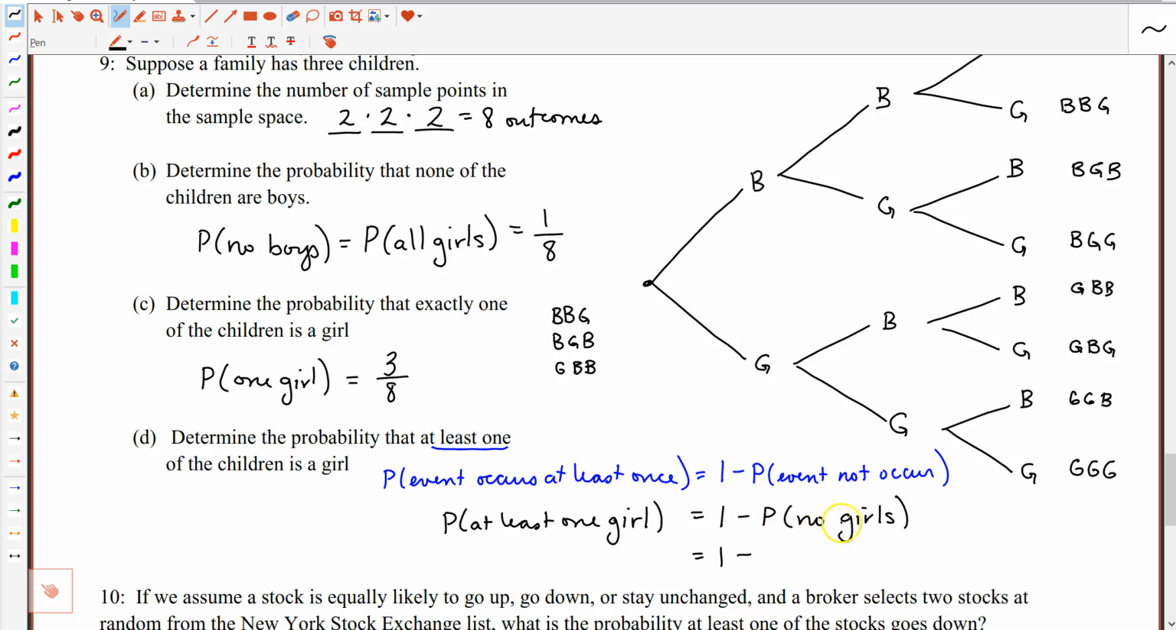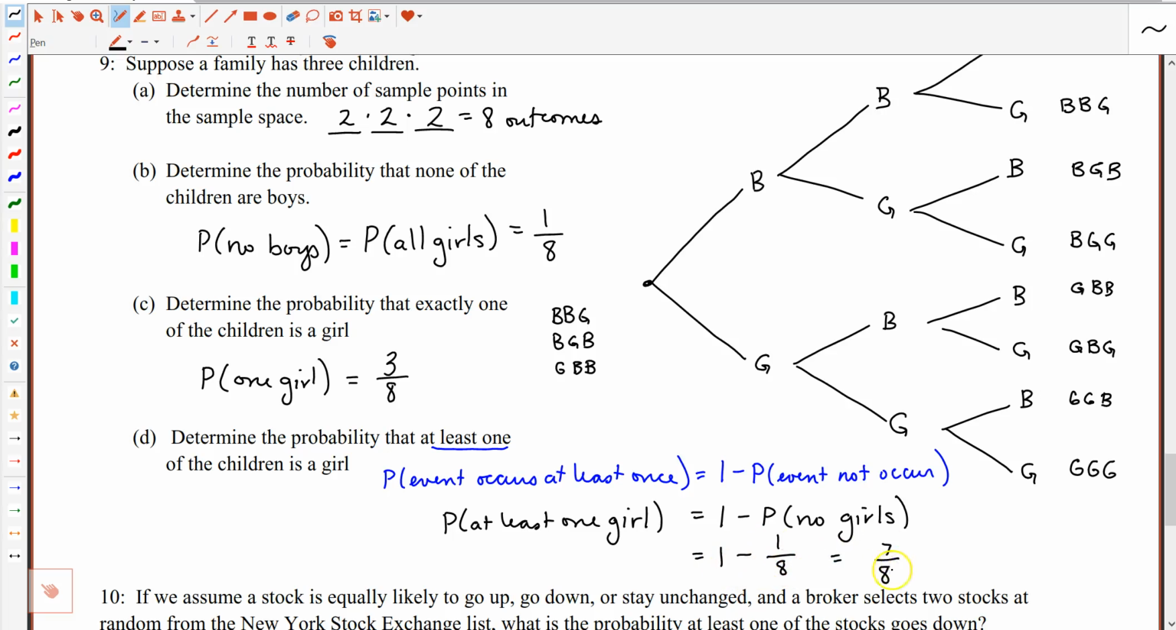Well, no girls is the same thing as saying all boys, right? So what's the probability you're going to have all boys for all 3 children? So out of the 8 outcomes in the sample space, there's only one way that you can have all boys. So if we do this calculation here, 1 minus 1/8 will give us 7/8.